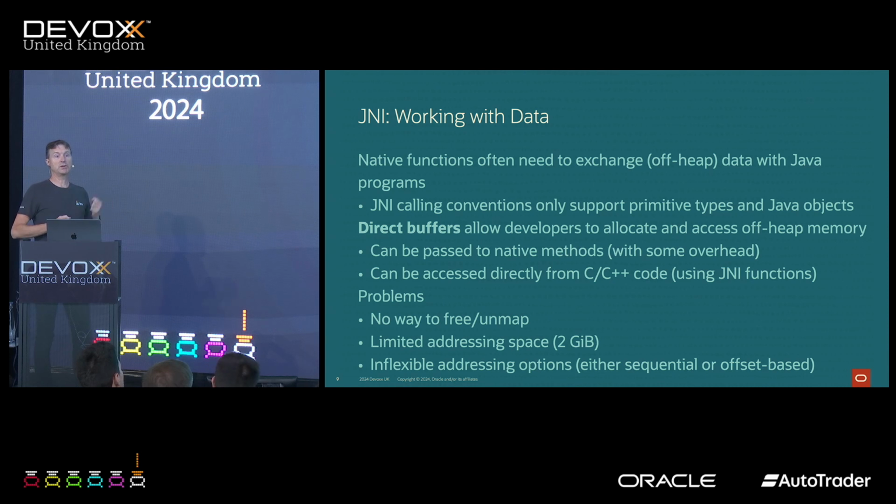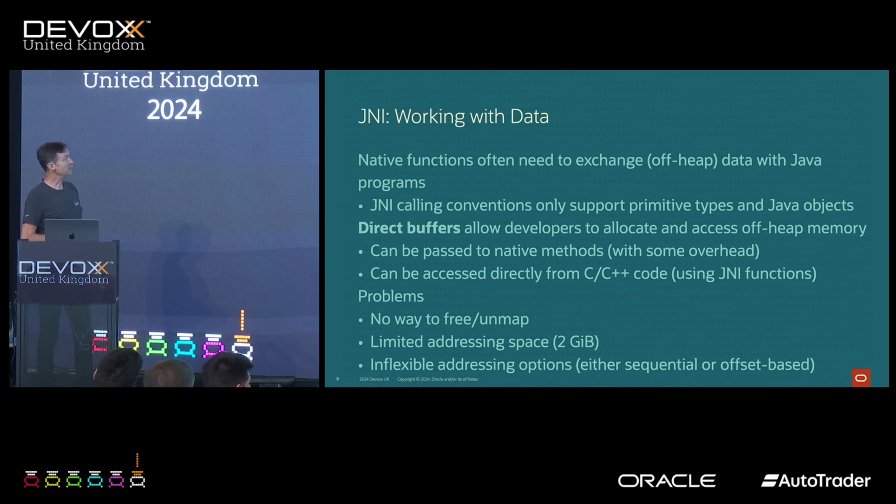That was about calling native methods, but there is also the question of how to manipulate memory. Often you need to provide some pointer to your native methods, like for string length, for example. You need a pointer to a string. And JNI calling only supports primitive types and also direct buffers. Direct buffers are the abstraction layer for linear memory that we have in the existing JNI interface. They can be passed to native methods with some drawbacks, and they can be accessed directly from C code. But there is no way to deterministically free or unmap such direct buffers.